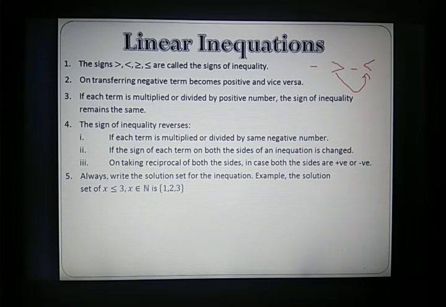The fifth point is to always write the solution set of the inequation. For example, the solution set of this particular inequation. Here it is said that x is less than or equal to 3, and x is a natural number. So what are the natural numbers which are less than or equal to 3? It is 1, 2 and 3. When these 1, 2 and 3 are put in curly brackets, this gives me the solution set of the inequation.